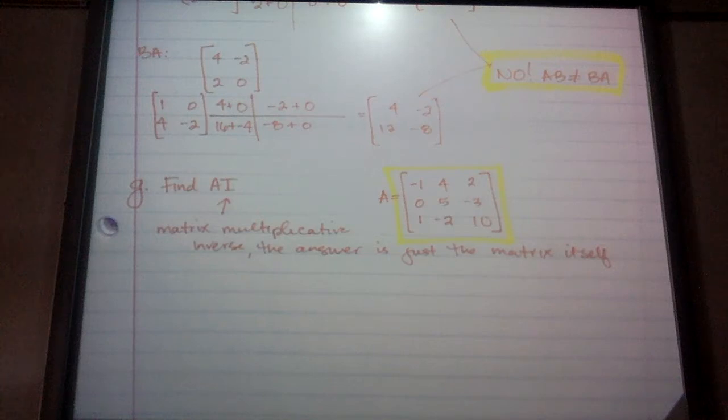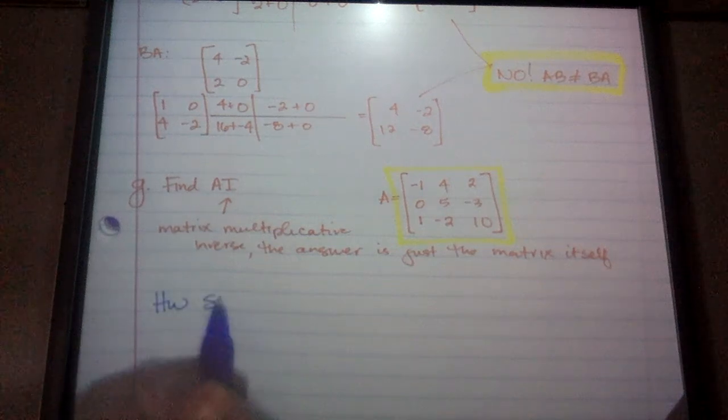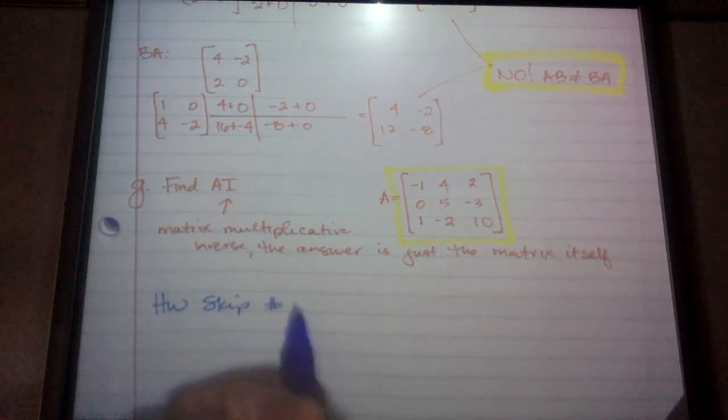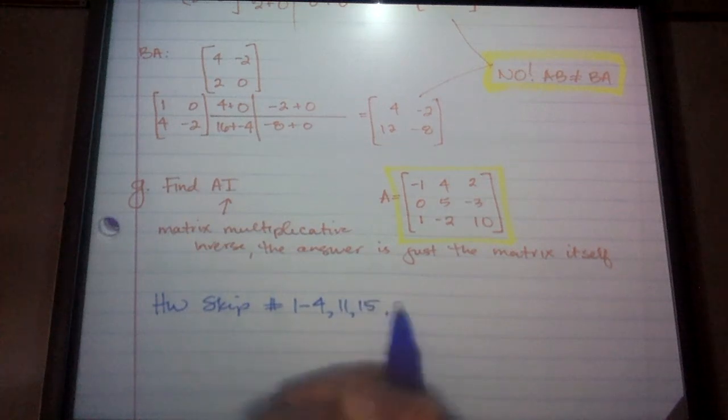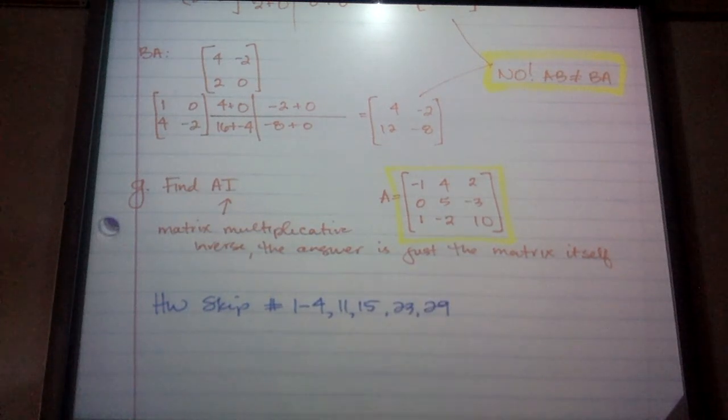So I know that was a long video. I know that was really long, but it's a really tough section. In your homework, we're going to skip numbers 1 through 4, 11, 15, 23, and 29. You're welcome.